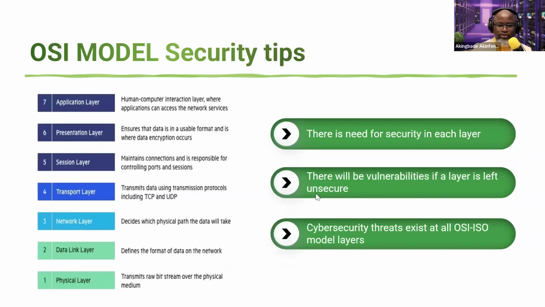All right, let's just talk about each one of those a little bit. If you look at each of these, if you were preparing for the exam, the physical layer is like your fiber optics. It transmits raw bits over a physical medium, like fiber optics. Data link defines the format of data on the network. Network decides which path the data will take. Transport transmits using TCP and UDP, and these are just protocols out there. Session maintains the connection and is responsible for controlling ports and sessions within your organization. Presentation ensures data is in a usable format.